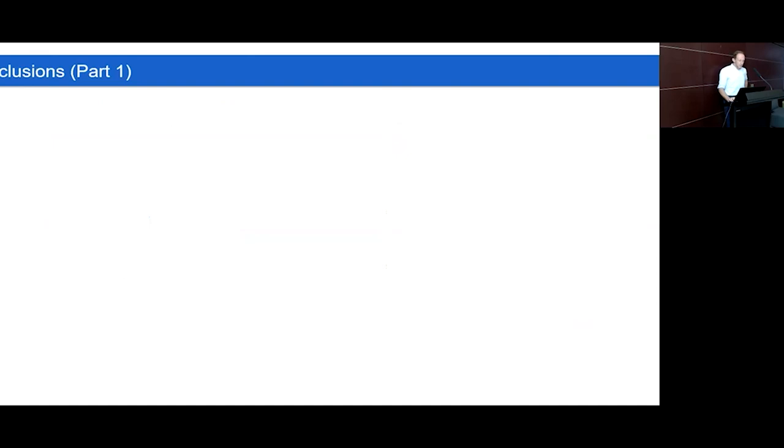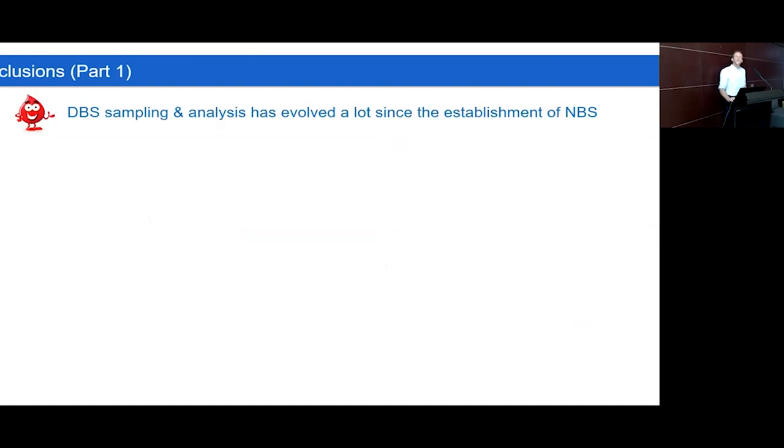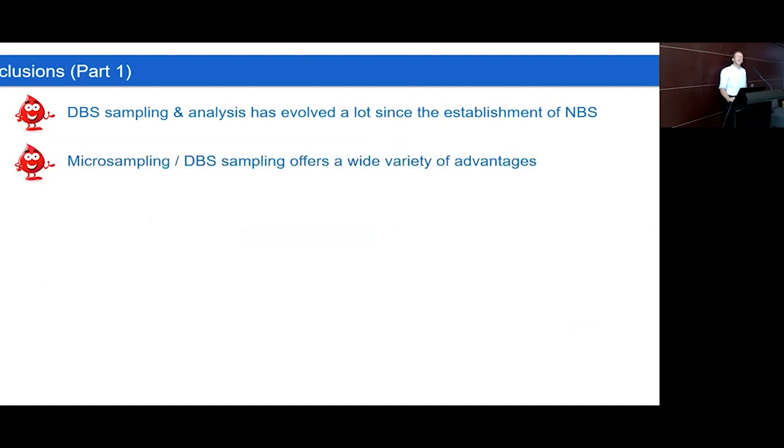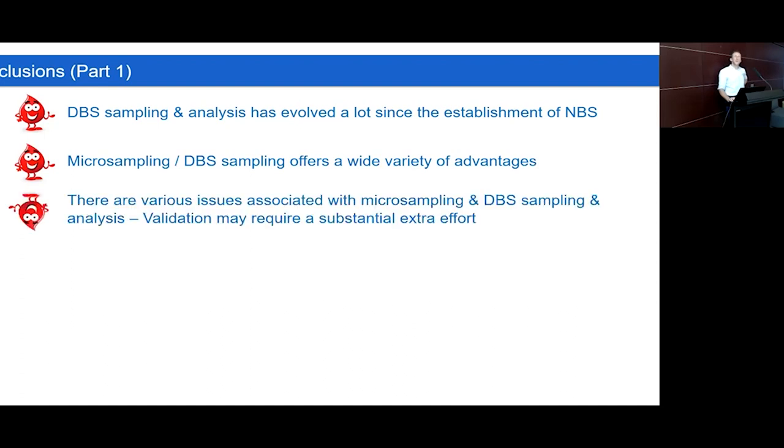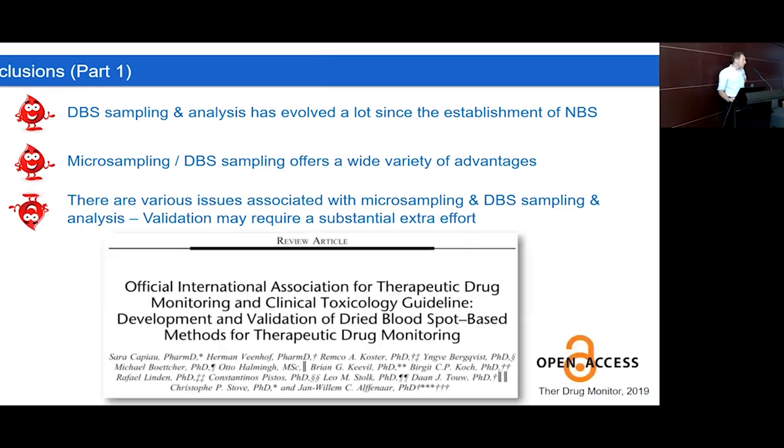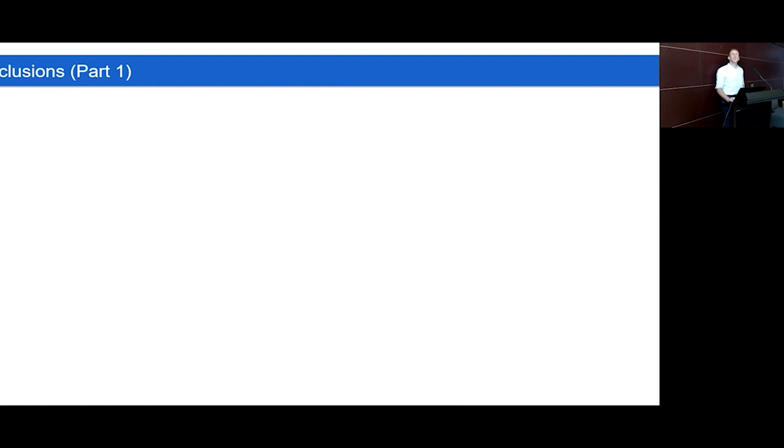Good. So to conclude this first part, dried blood spot sampling, or general dried blood microsampling, has evolved a lot since the establishment of newborn screening, where it actually all started. It offers a wide variety of advantages. Validation may require a substantial extra effort. We've done quite some work in that space.